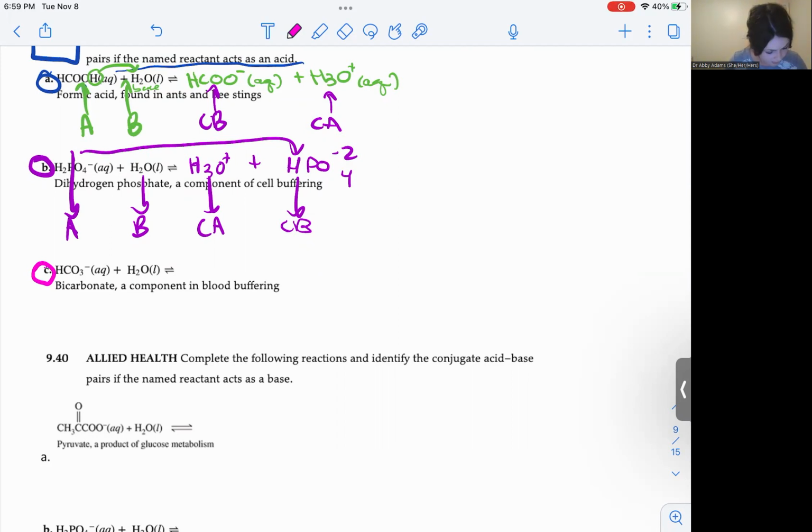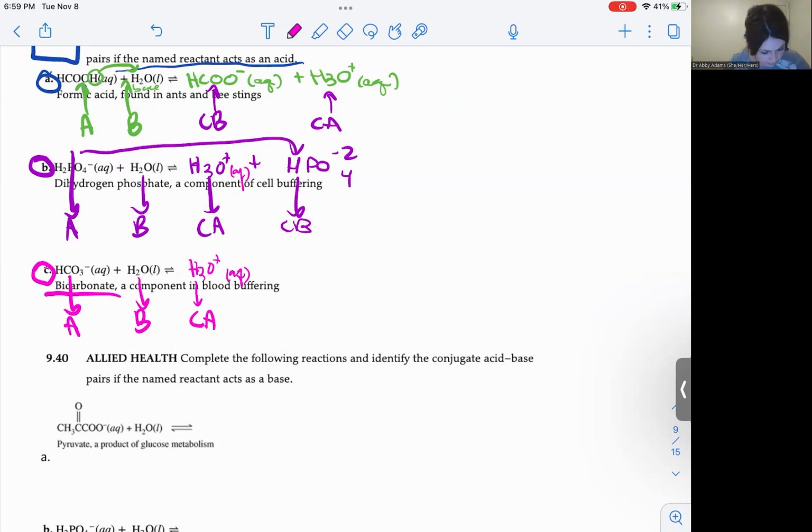All right, bicarbonate, right? So that's in your blood buffering, because you have to maintain that pH in the blood. So your acid is going to be here. So then the water is the base. So once again, you're going to have a hydronium ion, which is going to be, guess what? Your conjugate acid. And I'm forgetting to write aqueous here and aqueous here.